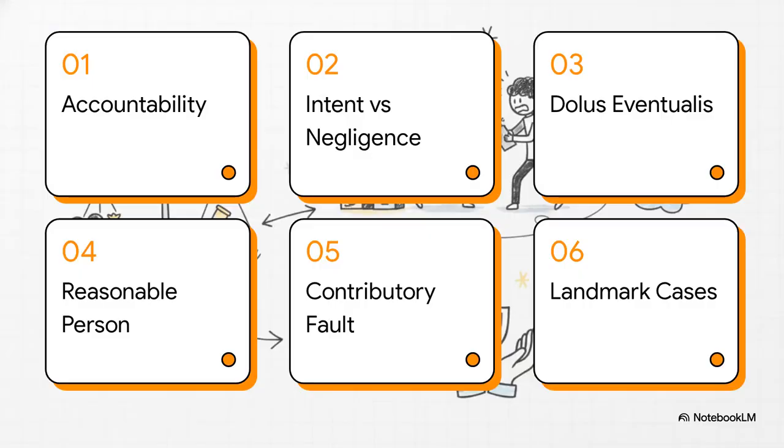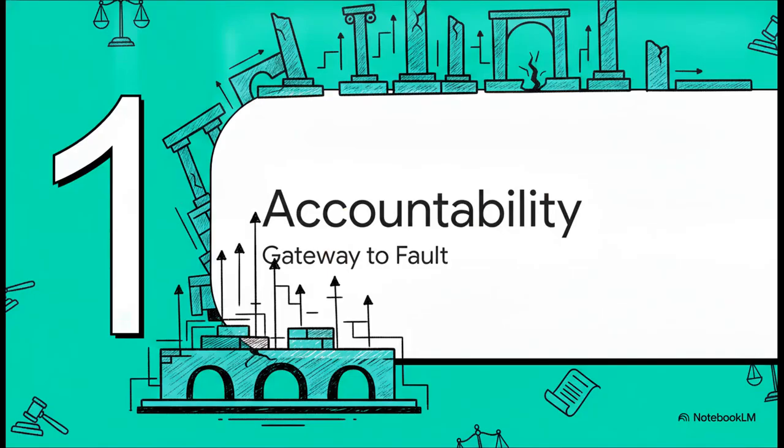Here is our roadmap for today. We'll start with the gateway of accountability, then branch out into the two paths of intent versus negligence. From there, we'll unpack the dolus eventualis dilemma, dive into the reasonable person standard, explore contributory fault, and finally, lock it all in with some crucial landmark cases. All right, part one, gateway to fault, accountability.